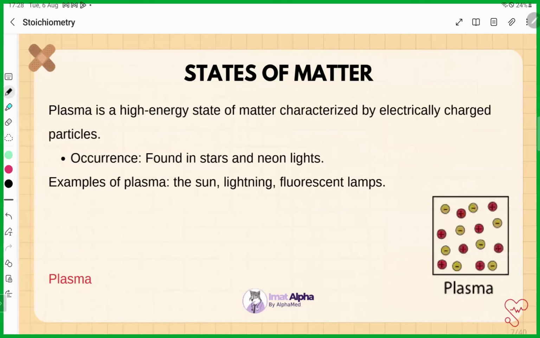Plasma is not asked for the IMAT, but I'm going to say it's a high energy state of matter characterized by electrically charged particles. It's found in stars, neon lights, and so on. You don't have to focus on it, but you should know it has ions inside it. It does not behave like the normal states, solid and liquid, but it does have positive and negative charge inside it.